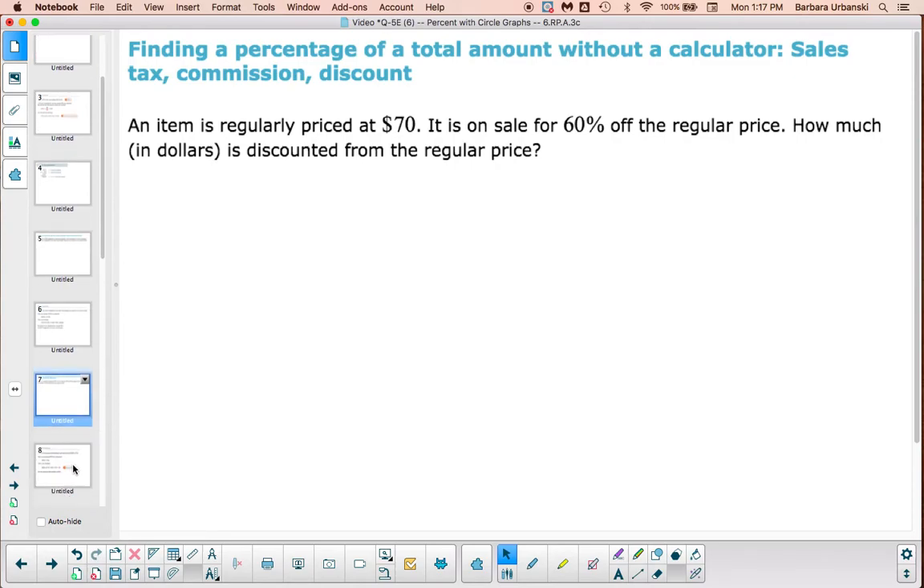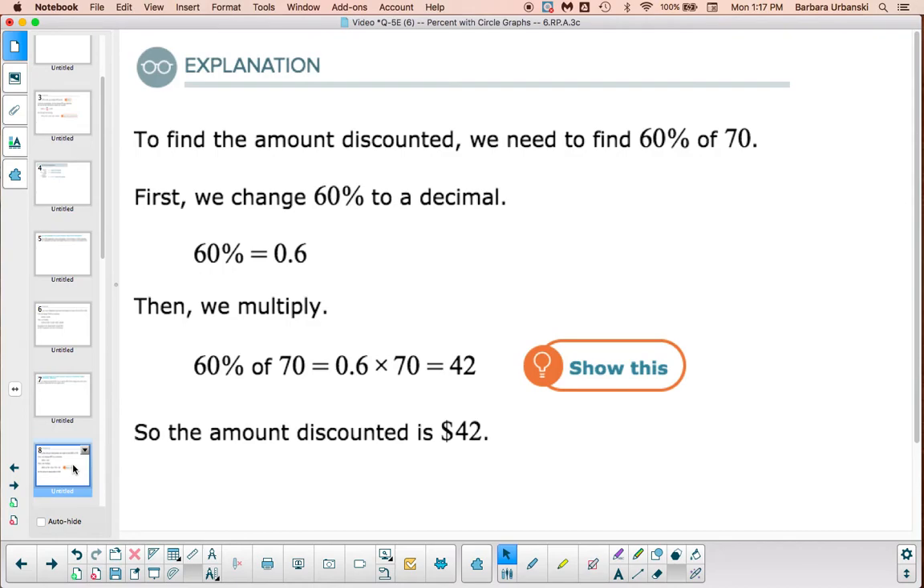And again, we're going to look at where we say 60% of 70. Of means multiply. You will convert your 60%. You divide it by 10 to the second power. So your decimal is going 2 to the left, which gets you 0.6. Then you multiply. So 60% of 70 would be 0.6 times 70, which would be 42. So the discounted amount is $42.